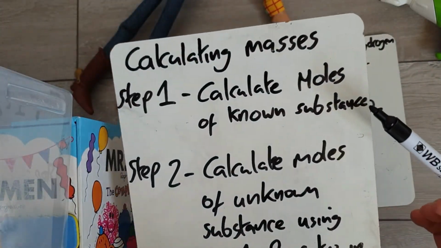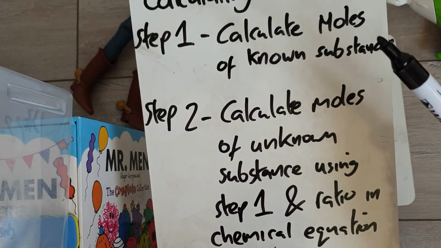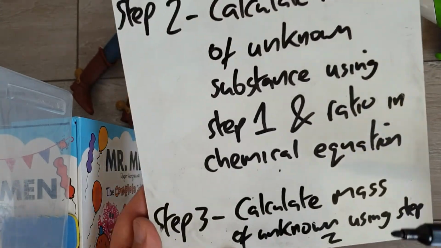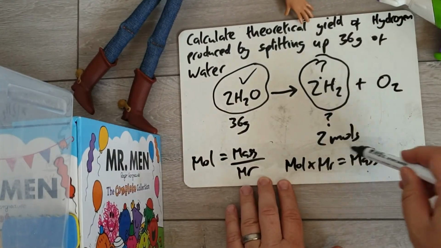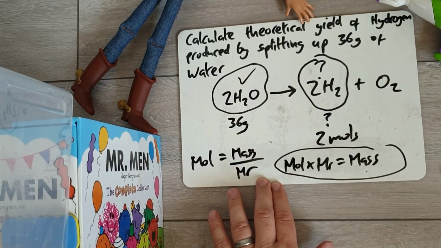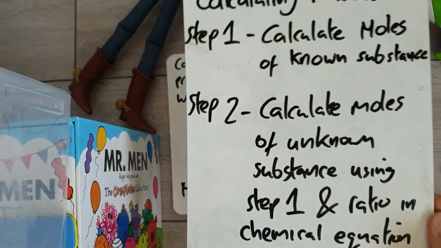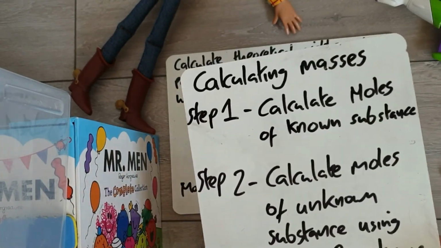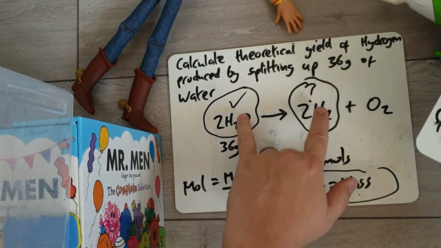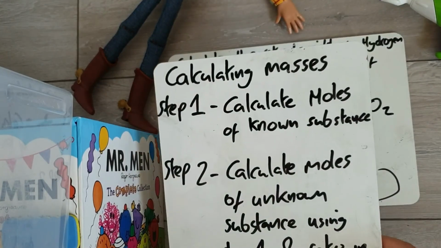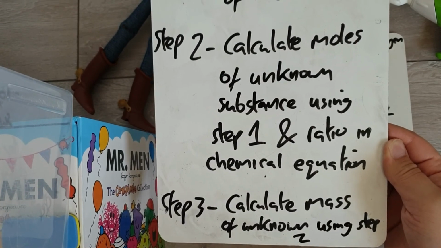Step 1, calculate the moles of the known substance. Step 2, calculate the moles of the unknown substance using your answer to 1 and the ratio from the equation. And step 3, calculate the mass of the unknown using step 2. I guess technically you could say that there was 4 steps. If you wanted to have a step 0, it would be just put a tick next to the known substance and a question mark next to the unknown. So step 0, work out which is known, which is unknown. Step 1, moles. Step 2, that. Step 3, that. Hopefully that helped you in tandem with the last video.